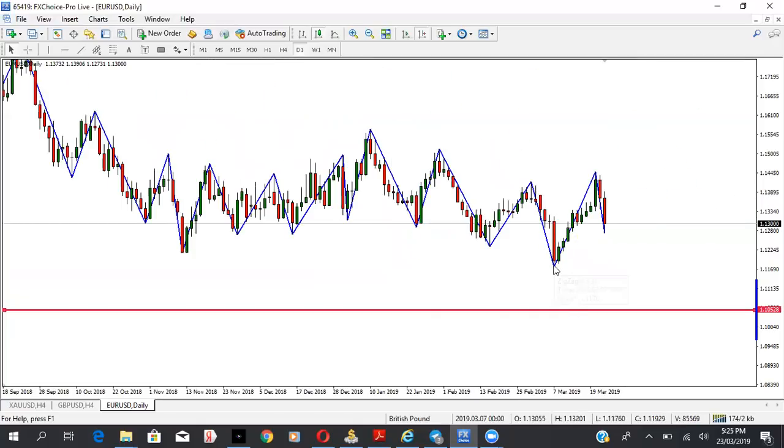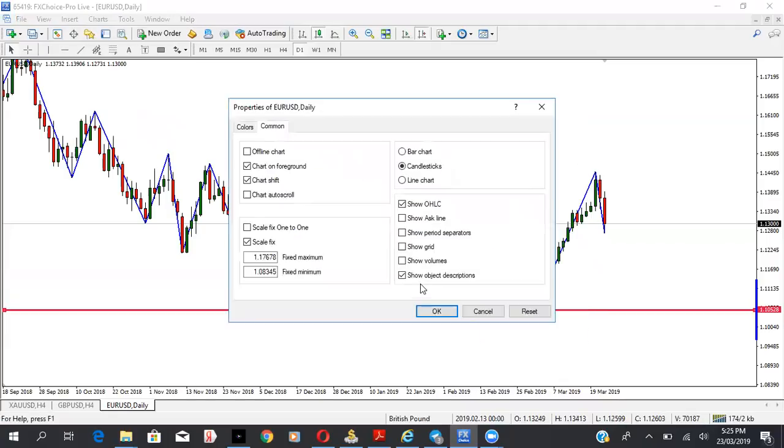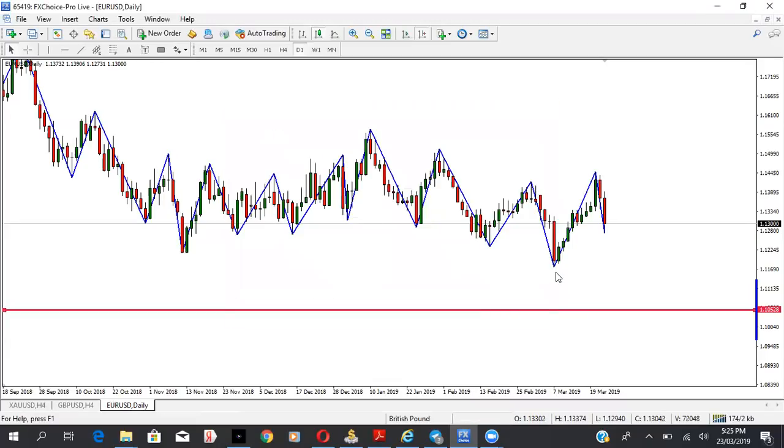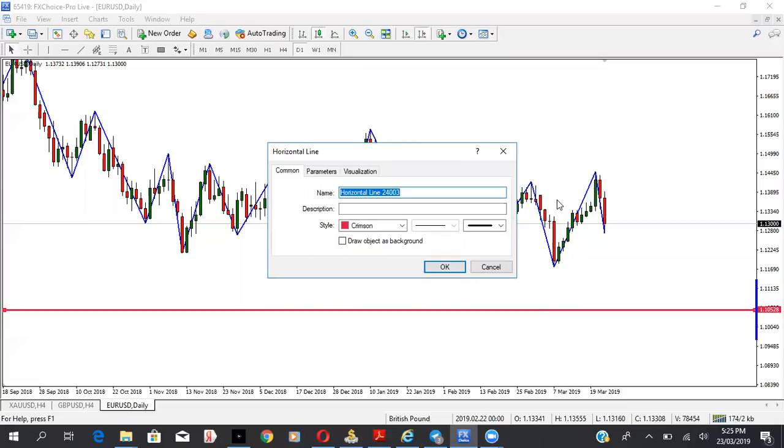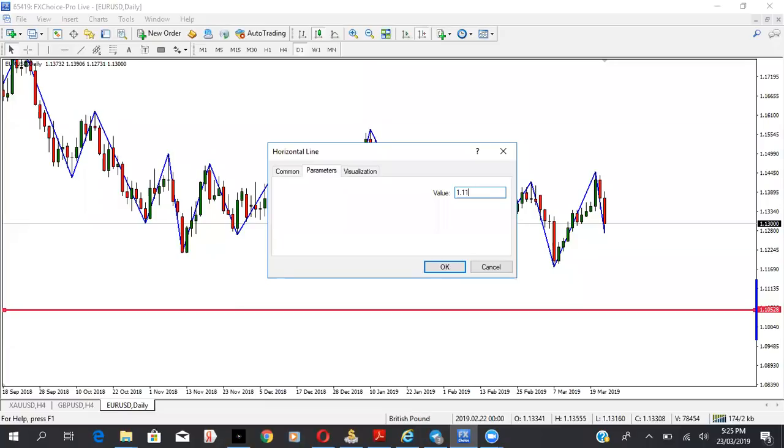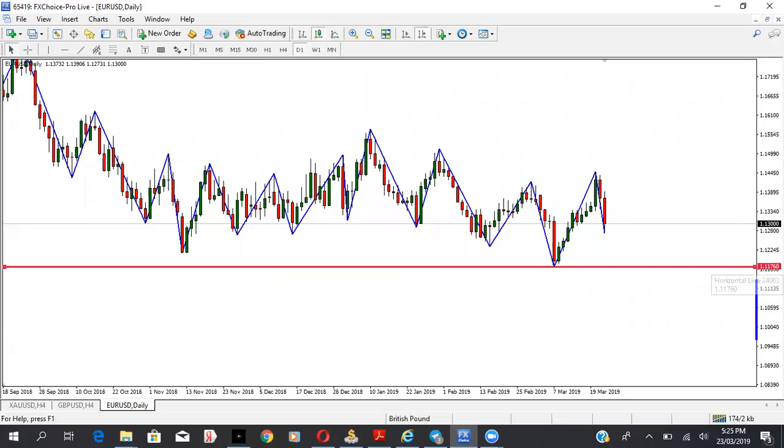You move your cursor to that point. When you move your cursor to that point, it will show you the value. For you to get that value, you go to your properties. This show object descriptions must be selected. Then I move my zigzag to that point. If I move my zigzag, it is showing me that it is 1.1176. I select the horizontal line, go to horizontal line properties, go to parameters, 1.1176. I click OK. You can see the level is here.